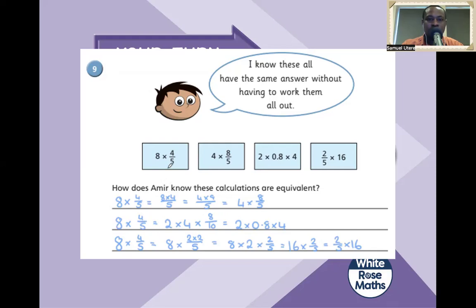So look at this one. 8 times 4/5 is the same thing as 2 times 4, because 8 is 2 times 4, times 8 over 10. Why? You have simply doubled this. You've doubled 4/5 to be 8 over 10, which is the same thing as 2 times 4, and you know 8 over 10 is 0.8 times 4. And you can see that they are all equivalent. So brilliant to Amir, he spotted that.